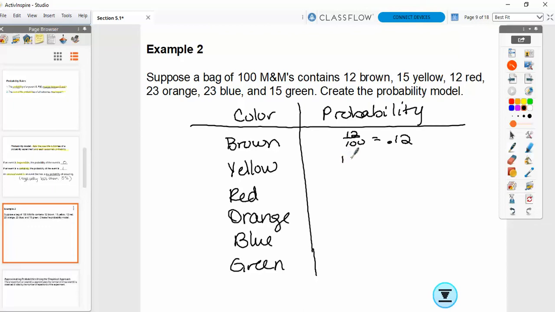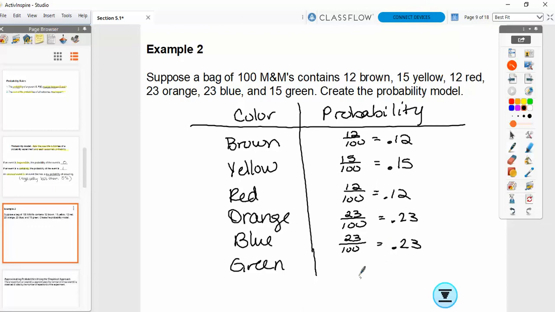Yellow. Probability of a yellow would be 15 out of 100 or 0.15. Red, there are 12 reds, so 12 out of 100 is 0.12. 23 oranges, so 23 out of 100 is 0.23. 23 blues, so 0.23, and 15 greens. If you just put these decimals for your probability, that's fine. You don't have to have the fraction equals a decimal. I'm just trying to show you where I got them.